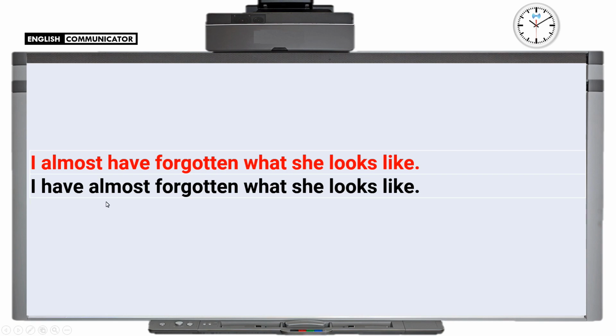Always remember auxiliary verbs like is, are, am, was, were, have, has. Have always comes first with the subject. So I have, I has, I am, like this. Okay, I have almost forgotten what she looks like. This order of formation of a sentence you always remember, and it's very simple. It's not difficult, it's not complex. Always remember I have with auxiliaries.